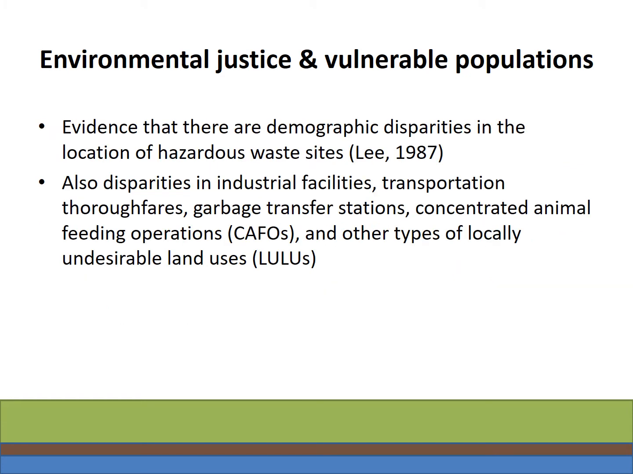So when we look in practice, there is evidence that there are disparities in where some of these hazardous waste sites are placed. So it's not just the hazardous waste sites, but it's also many industrial facilities, transportation thoroughfares, where garbage is dumped, CAFOs, and all sorts of other locally undesirable land uses. So those are LULUs for short. So when we're talking about this, what does that actually mean?